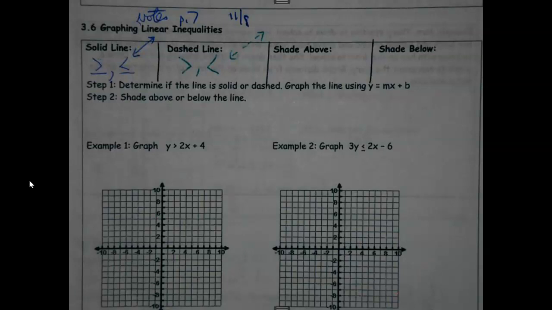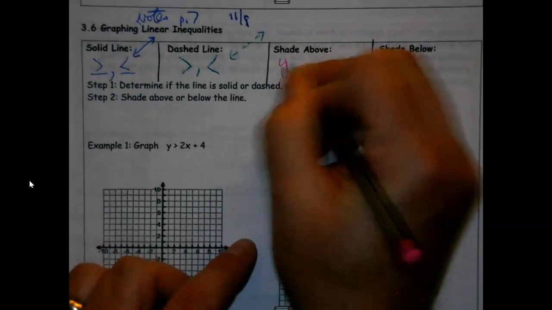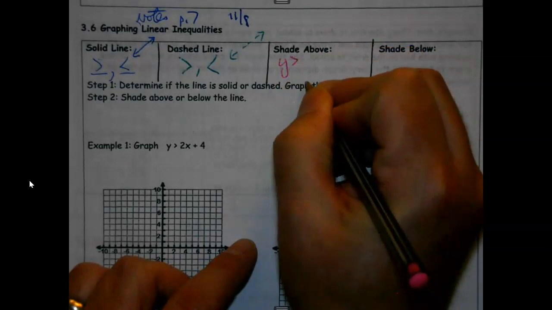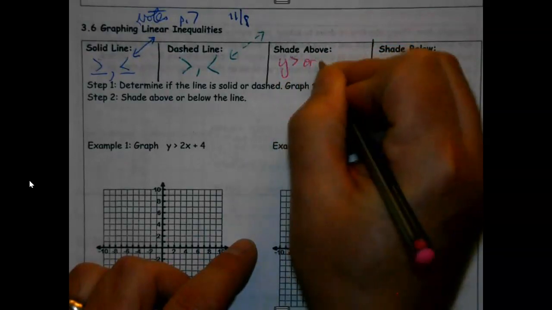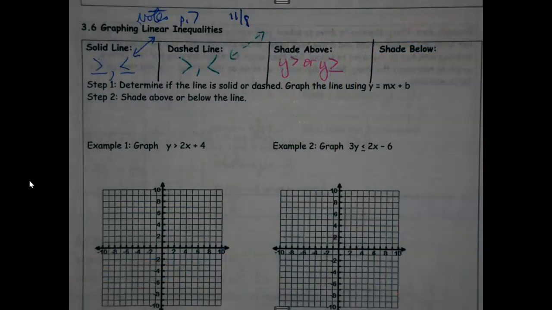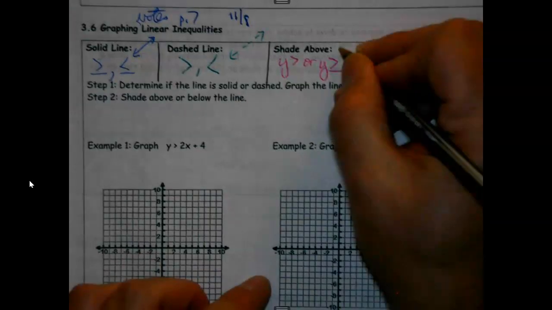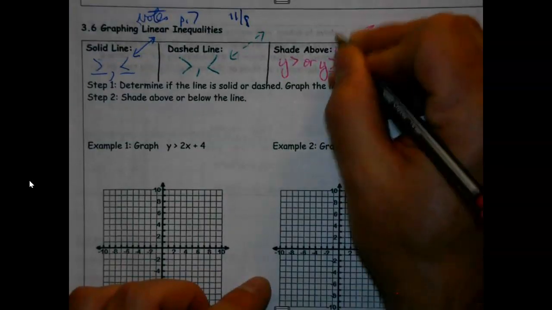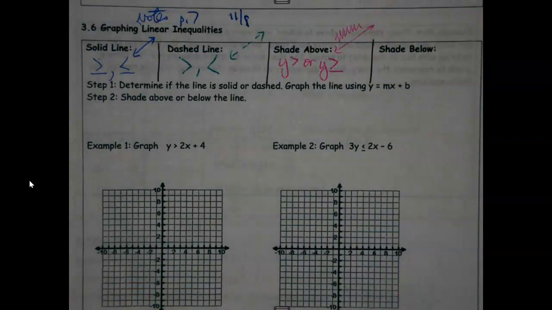Once we have our line made, we're going to be shading it. We're going to be coloring it. So here's how this is going to work. If y is greater than, or y is greater than or equal to, so if the arrow is eating y, we're going to shade above the line. So like if I have a line here, I would shade above it, just like we have right here.